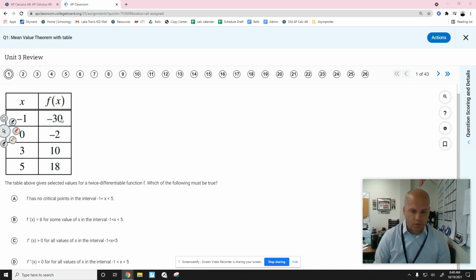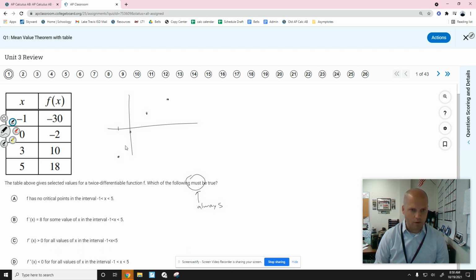We start you off with a table problem, which you saw in the lesson 4 homework, which you're going to see on the test, which is testing you more on your theorem knowledge than anything. Why is that testing you on your theorem knowledge? Let's read the question. It says, which of the following must, meaning always, be true? If you plot the points, you got -1, -30, 0, -2, 3, 10, 5, 18. This isn't to scale, but who cares?